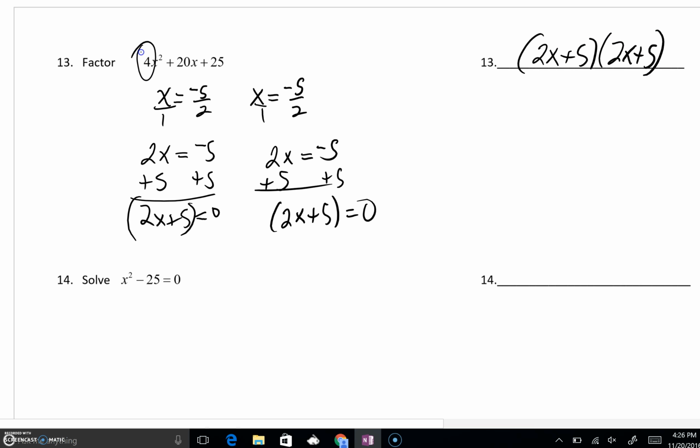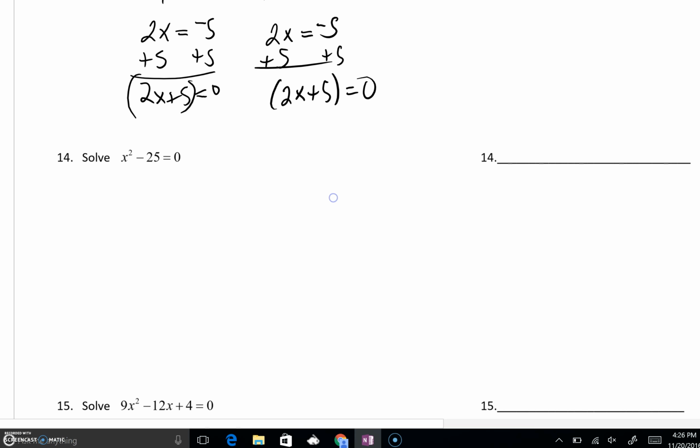By the way, you can notice that the 4 and the 5, if you took the square root of the 4, you'd get a 2. The square root of 25, you'd get a 5. There are times when this type of factoring works out. You can see the 2 and the 5. Your signs here are both pluses rather than a plus and a minus.